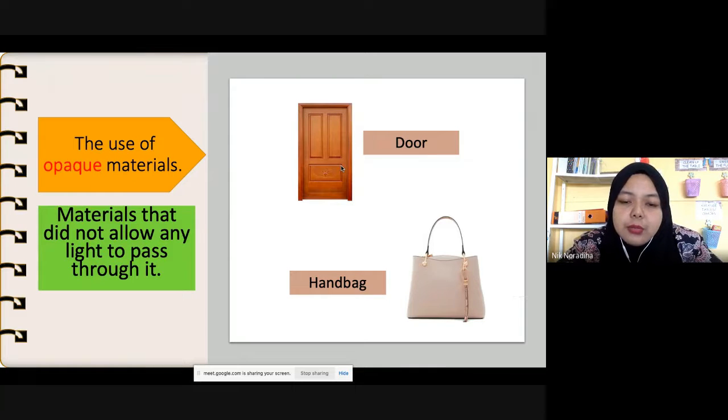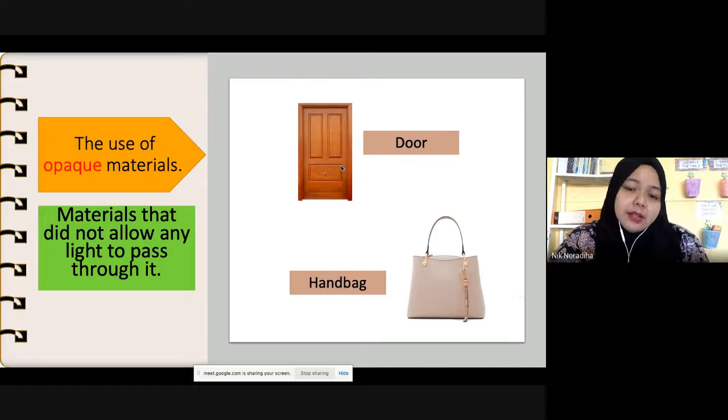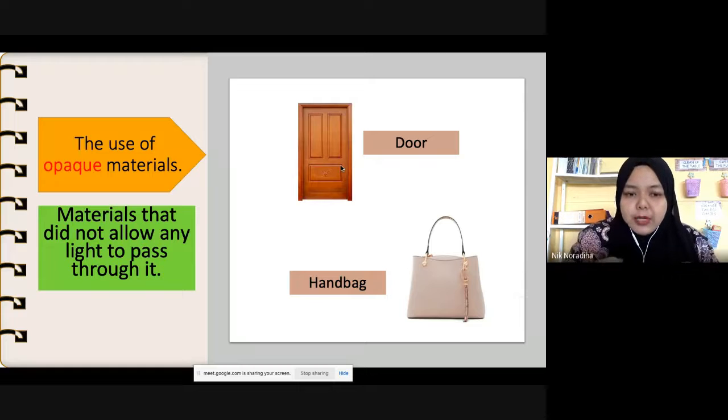Right. Next one, we have the example of a handbag. Okay, so handbag, sometimes we have handbags that are transparent. Okay, we can see what's inside. But some people on certain occasions don't want people to know what is inside their handbag. Okay, so you can use a handbag that is made up from opaque material. Not only handbag but any kind of bag that you have. For example, if you want to bring your laptop, right?